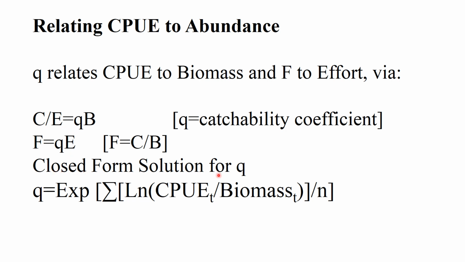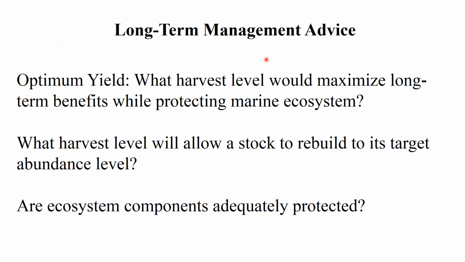So closed form, if you estimate the q, it is basically the exponential of ln of the catch, the CPUE at time t, divided by biomass at time t, divided by the whole population. So q is equal to the exponential of ln of catch at time t by biomass at time t by whole population.